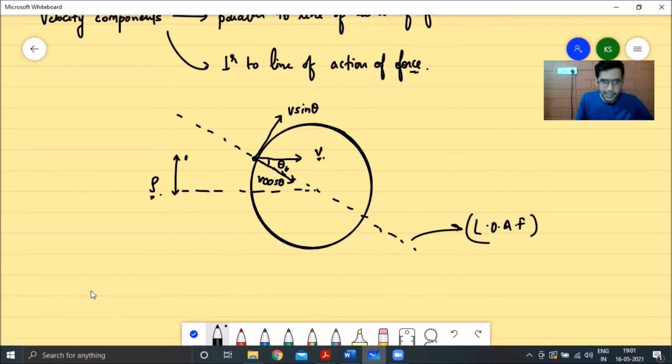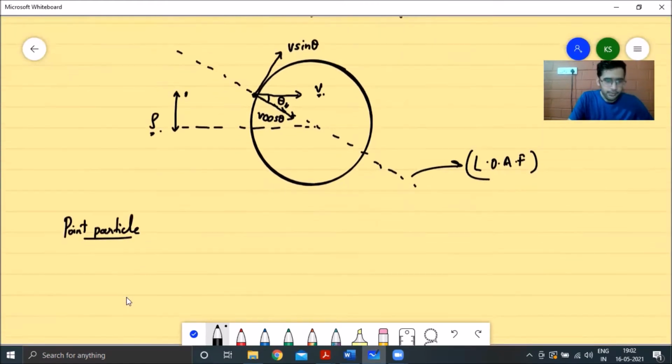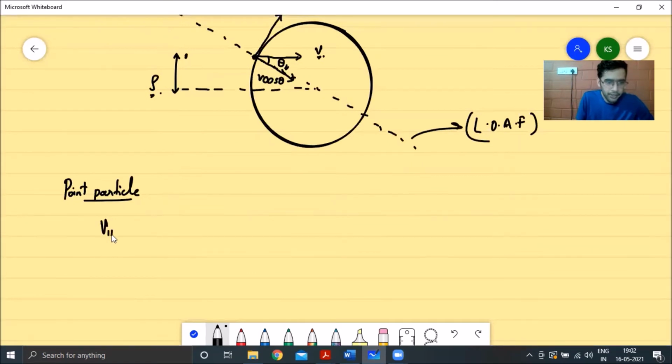So in other words, as I mentioned, the step is to find out the velocity components of the particle parallel to the line of action of force and perpendicular to the line of action of force. So you have two particles over here, right? Let me take the point particle first. The velocity component parallel to the line of action of force, which I write as v parallel, is v cos theta. The velocity component perpendicular to the line of action of force is v sine theta.